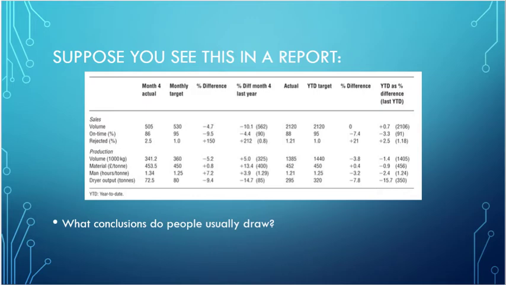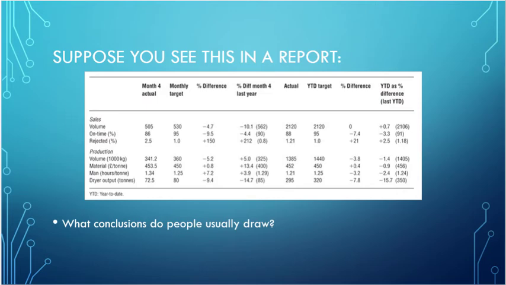So a lot of times in a monthly report, you'll see something that looks like this. This report has information on sales, including the volume of sales that we've done, the percentage that we delivered on time, and the percentage that were sent back to us. And then it also has information about production, how much we have produced, how many man hours it took to do it, and what the actual output was.